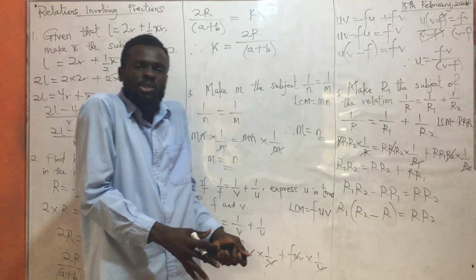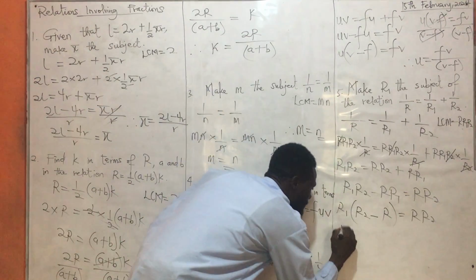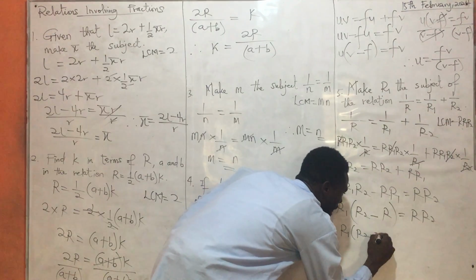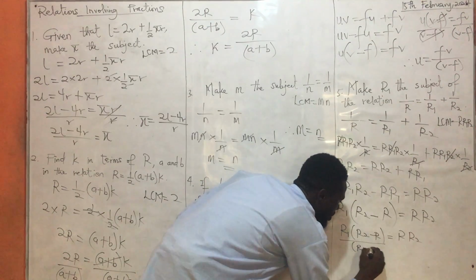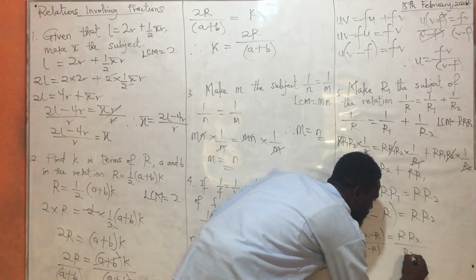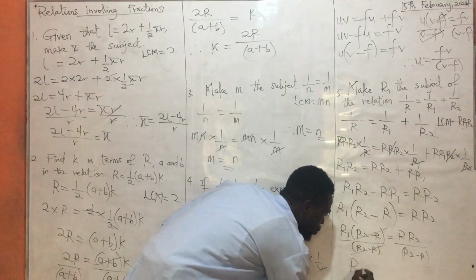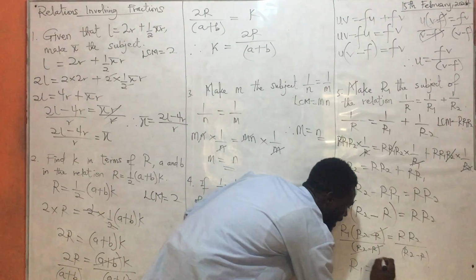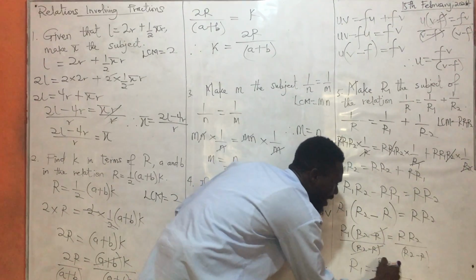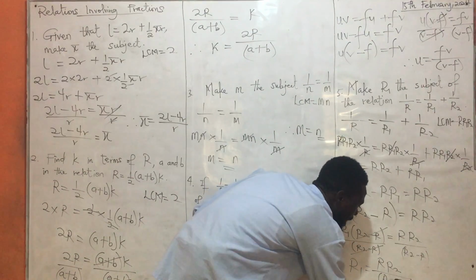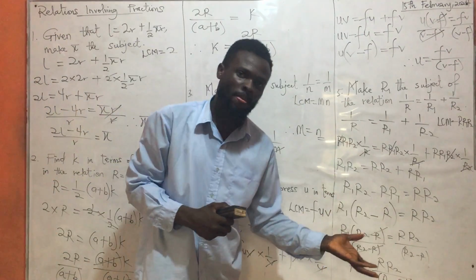Because I want the R1 to stand alone and there's a bracket attached to it, detach the bracket by dividing both sides of the equation by what you don't need. I don't need the bracket, so I'll divide both sides by the bracket. So the bracket will cancel out, and you can see that R1 is now alone. So my answer is R1 is equal to R2 all over R2 minus R. And that gives you your answer.